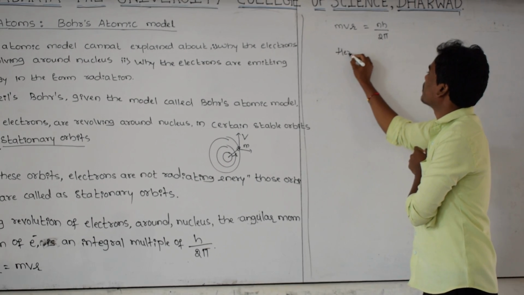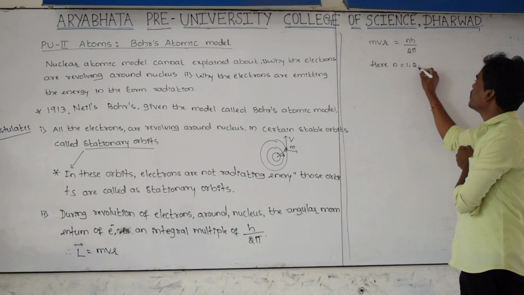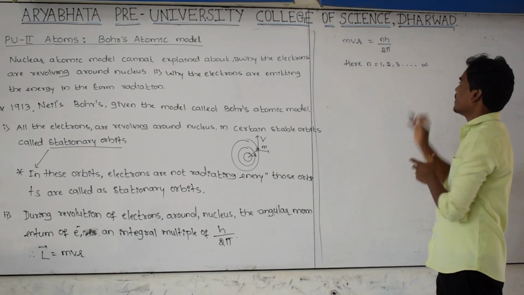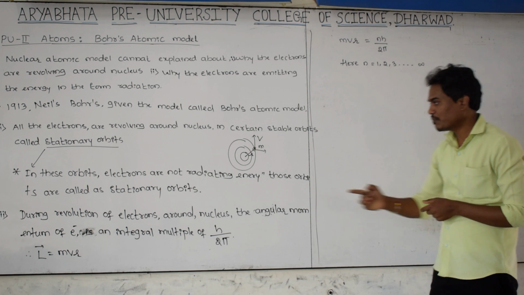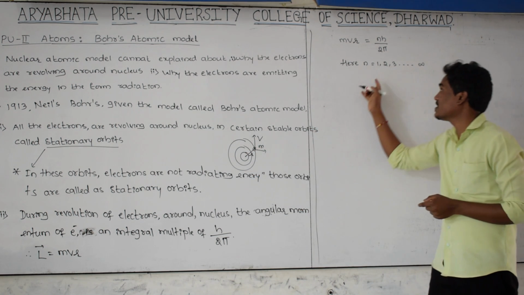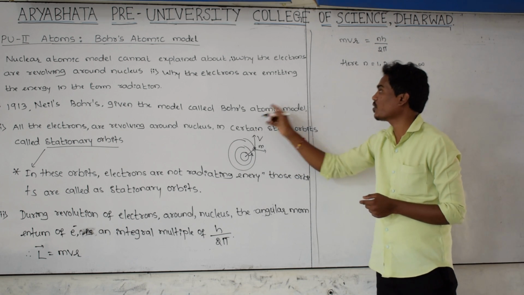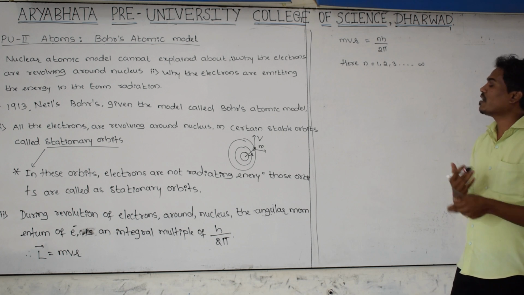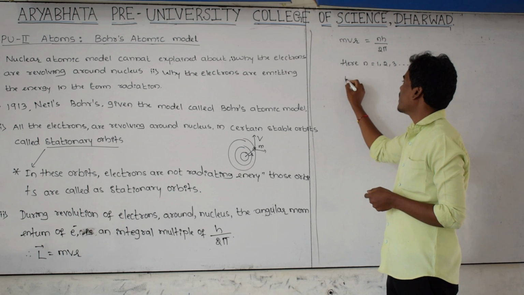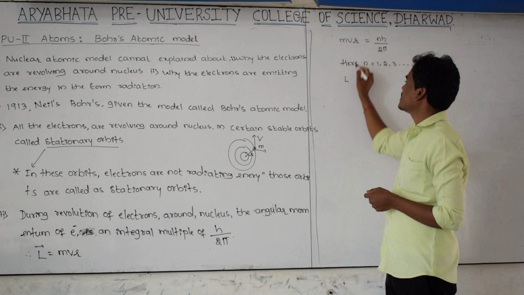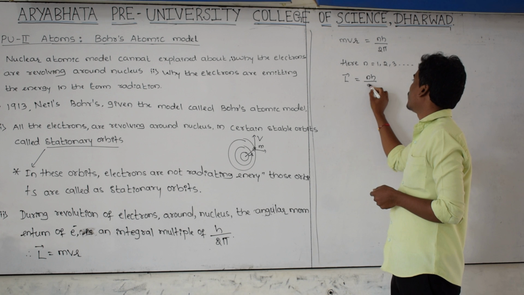Here n is an integer; its value should be 1, 2, 3, and so on up to infinity. What is n indicating? It indicates the number of the orbit. If the electron is revolving in the first orbit, take n equal to 1. If the electron is in the second orbit, take n equal to 2. If it is 3, and so on up to infinity, just substitute depending upon in which orbit the electron is revolving. As you know very well, L is equal to m v r, which indicates angular momentum. Angular momentum is equal to n h by 2 pi.